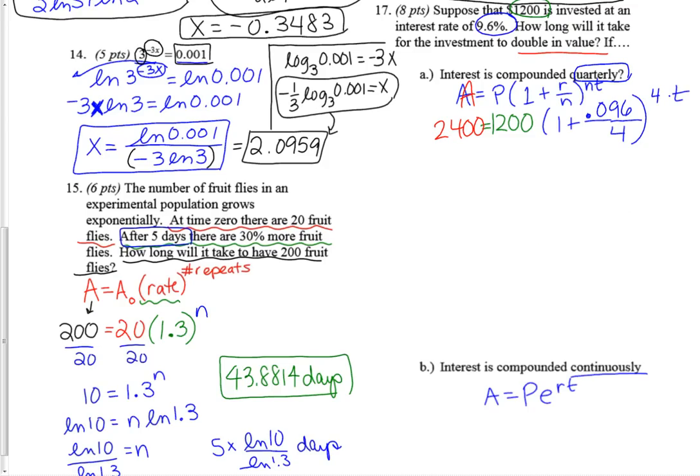All right, so the first thing I'm going to want to do is move this 1200 over to the other side to try to get the exponential by itself. So I have 2400 divided by 1200, which is 2. That should make sense because I'm doubling. My amount at the end has to be double what I started with.